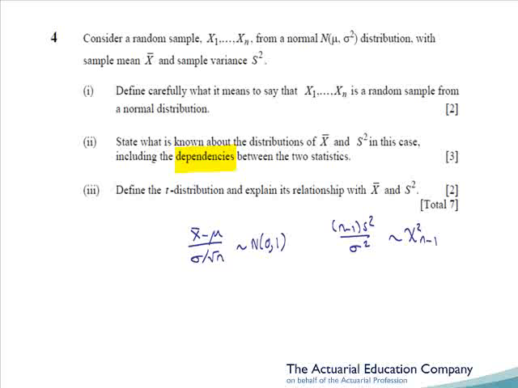Part 3 asks us to define the t-distribution, so for students who sat our mock, they would have been delighted, because that was our first question. A t-distribution with k degrees of freedom is basically a standard normal distribution over the square root of a chi-squared k divided by k. Yeah, I know my notation's bad, but you get the idea. And to explain its relationship with x bar and s squared, all you have to do is regurgitate the formula from page 22 of the tables. Odd question, but should have been straightforward, as you were simply quoting results.